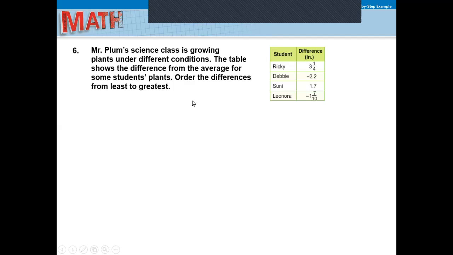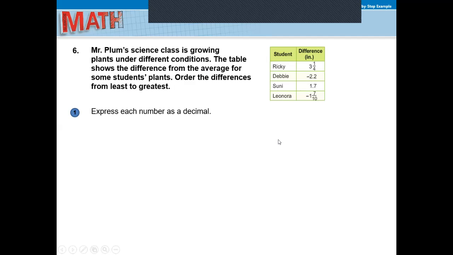Number 6, Mr. Plum's science class is growing plants under different conditions. The table shows the difference from the average for some students' plants. Order the differences from least to greatest. So Ricky has 3 and 1/4 inch difference. Debbie's has negative 2 and 2/10. Suni has a positive 1 and 7/10. And Lenora has a negative 1 and 7/10.